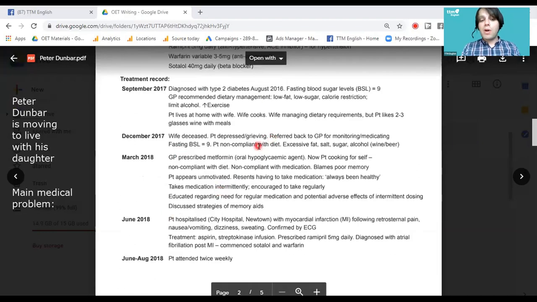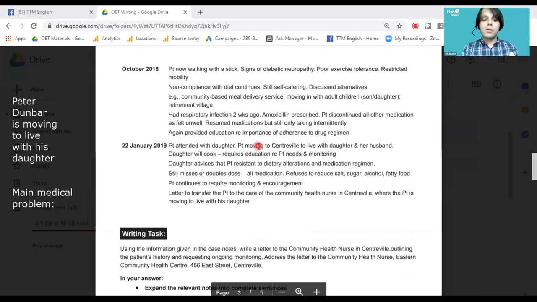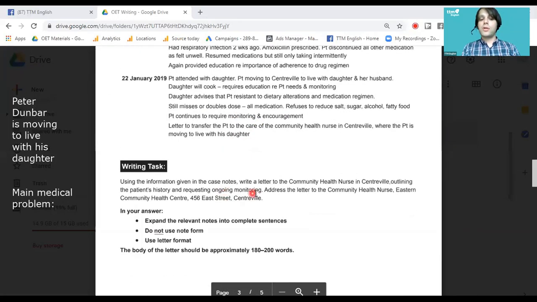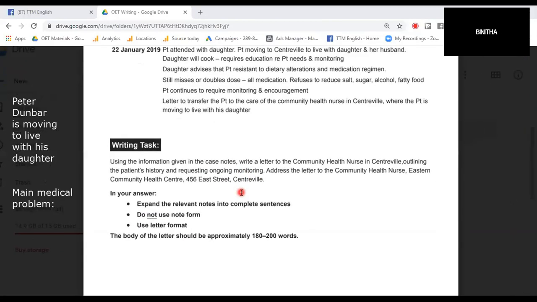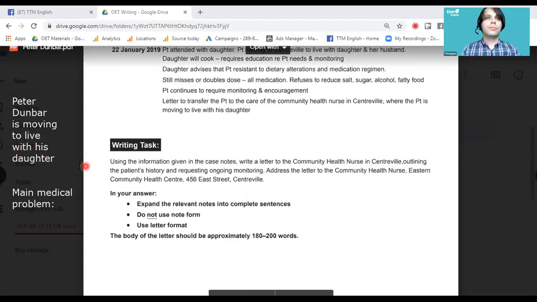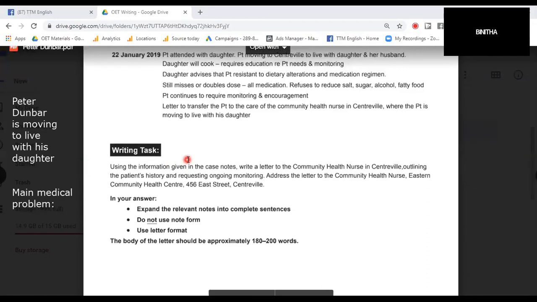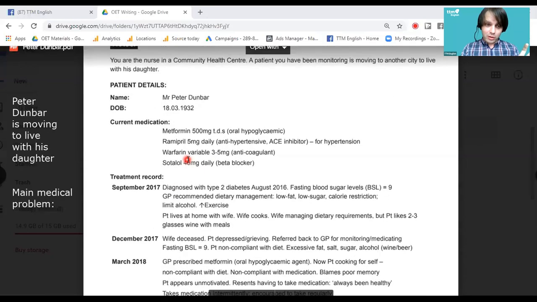So when you write this letter, you have to sort of summarize all this stuff and then request continued care, right? Ongoing monitoring. So who's our reader? GP. Community health nurse. Okay, and is she living with him or is she just visiting him? So this community center is near to the place. Yeah, who's he living with? With the daughter. So we're thinking about the reader. Now let's think about medication, because I'm not 100% sure with this, but I thought it would be good to debate it.